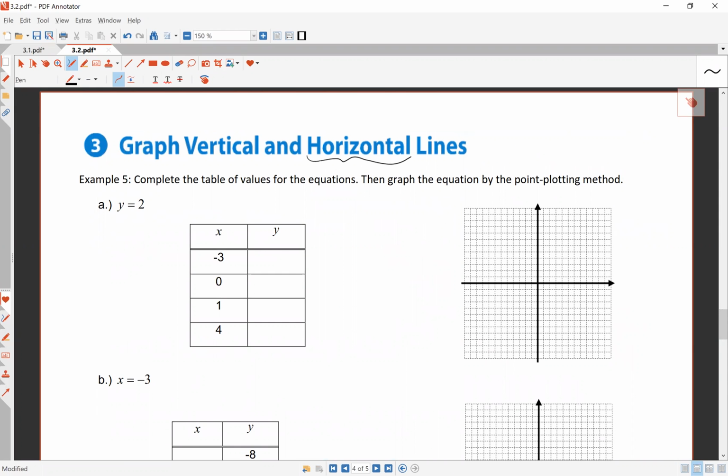Horizontal has the prefix horizon, and the horizon, you look out in the sky and it's horizontal. That's the way to remember that horizontal lines look like this and vertical look like that.